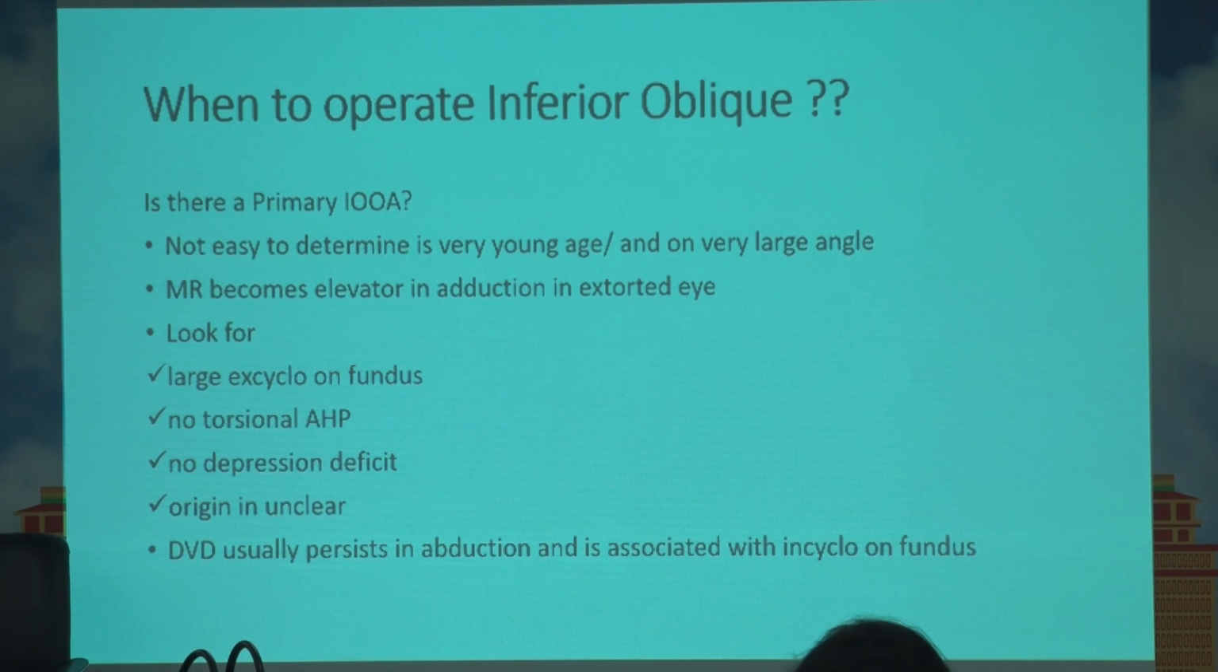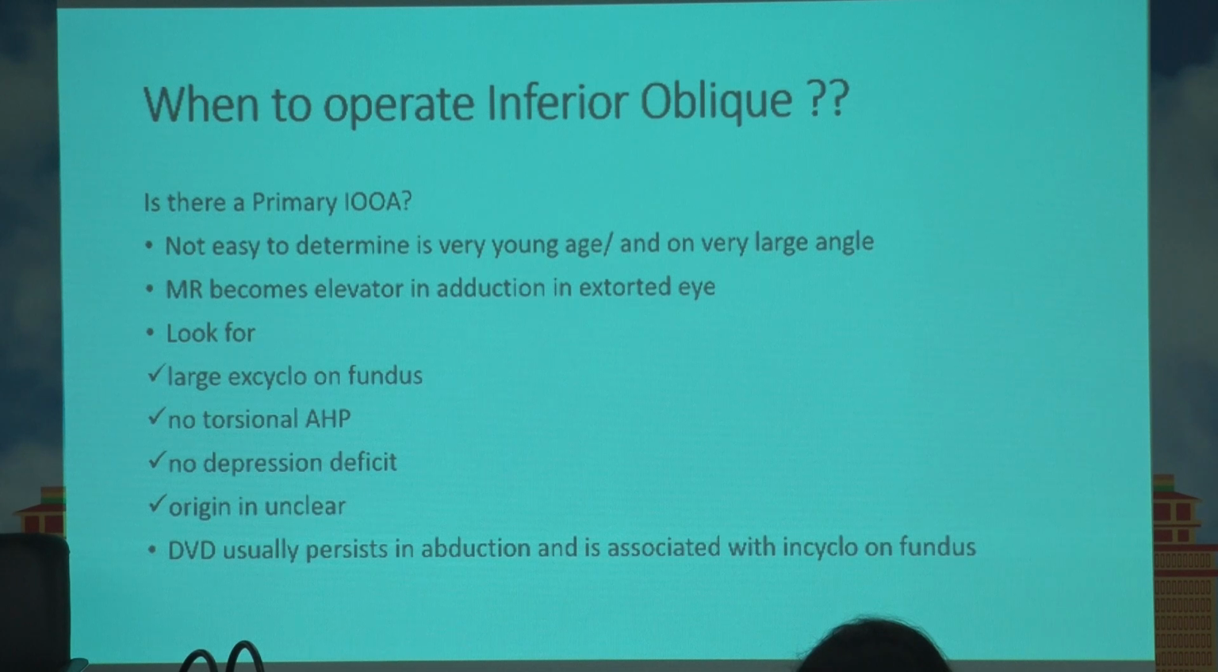So we should look for any torsional head postures, we should look for depression defects, and if we are able to capture their images on fundus camera in the OT or under mask anesthesia, then only we would say that it is okay, primary inferior oblique overaction, we can think of touching it. Otherwise, there's no point, unless we are sure that there's a primary inferior oblique overaction. At the time of the primary surgery, you should not go ahead with that.